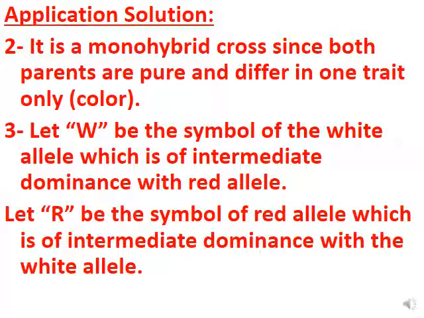Let W capital be the symbol of the white allele, which is of intermediate dominance with the red allele. And let R capital be the symbol of the red allele, which is of intermediate dominance with the white allele. Did you see here? Both of them are capital, both are dominant.